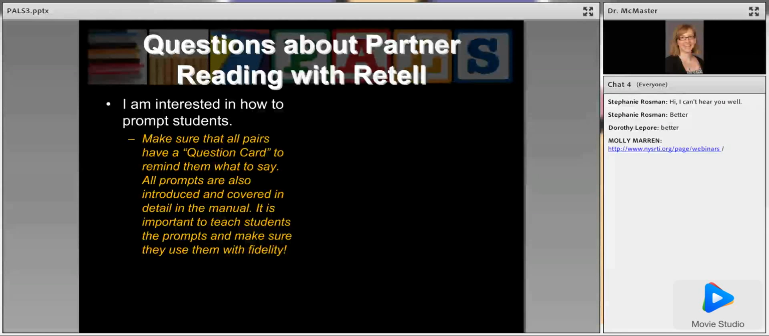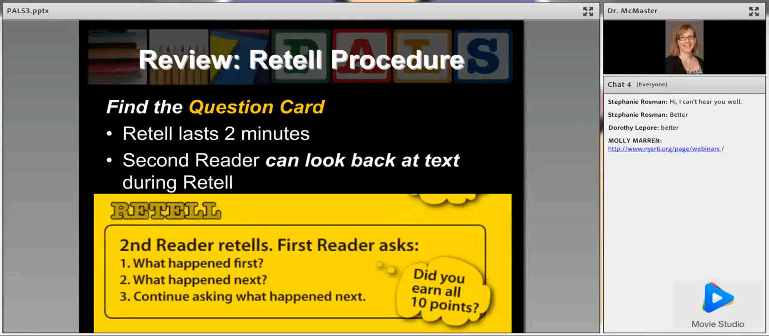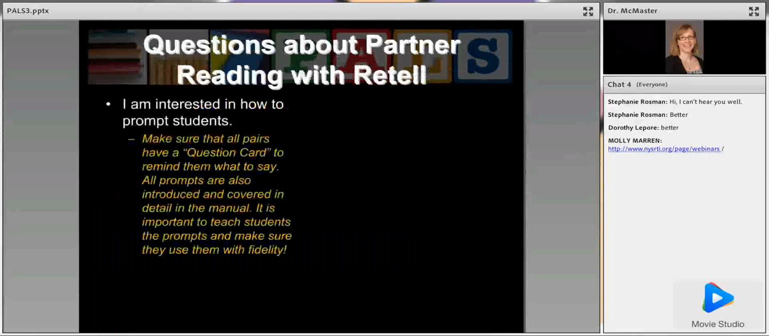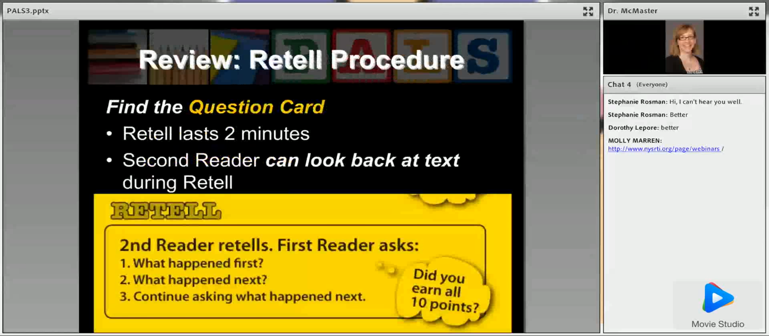Back to that question card I just referred to, it's really important that readers have access to it. They really don't need to memorize the prompts. They should have it maybe in a folder with their partner so they can just pull it out and remember the prompt. For retell, it is: what happened first, what happened next, and so on until the whole part of text that they just read is retold. Usually that's for about 2 minutes, but that time can be adjusted. If kids are reading shorter text and it doesn't take them 2 minutes to retell, it can certainly be less time.